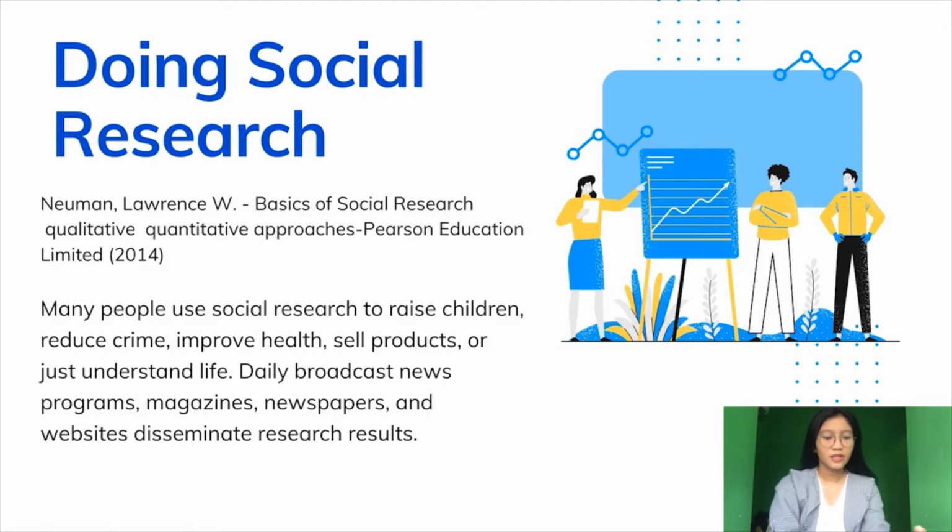Doing social research. Many people use social research to raise children, reduce crime, improve health, sell products, or just understand life. Daily broadcast news programs, magazines, newspapers, and websites disseminate research results. We do social research to learn something about the social world, or to carefully document our guesses, hunches, theories, or beliefs about it, or to better understand how the social world works. In research, we combine theory and ideas with facts in a careful, systematic way, and this requires creativity.